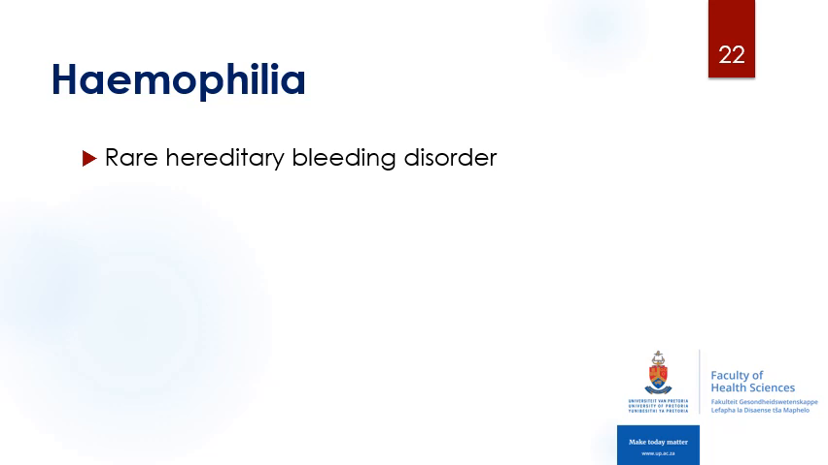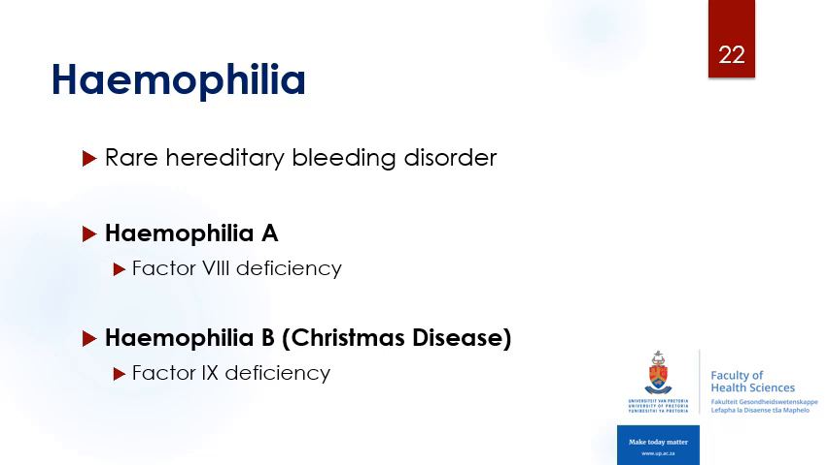So there are two types of hemophilia. Hemophilia A results from a deficiency in factor 8, and hemophilia B results from a deficiency in factor 9. Hemophilia B is also known as Christmas disease, as it was first described in a patient known as Stephen Christmas.